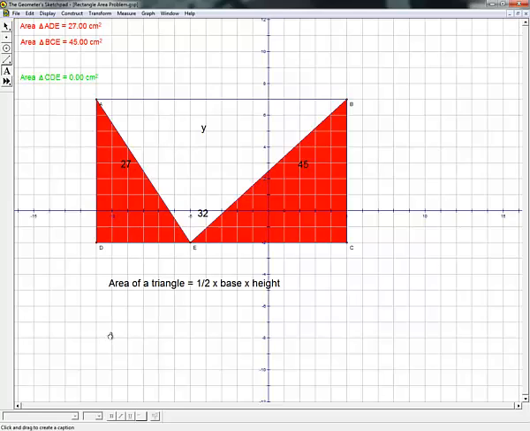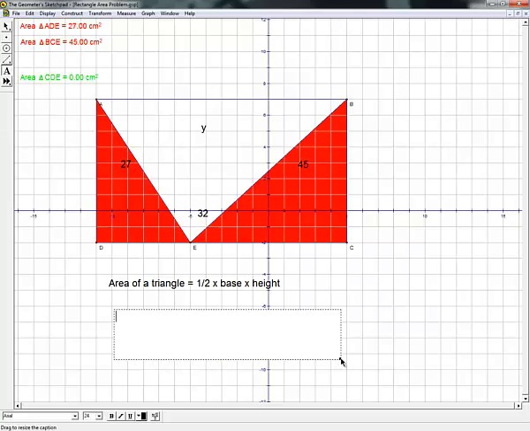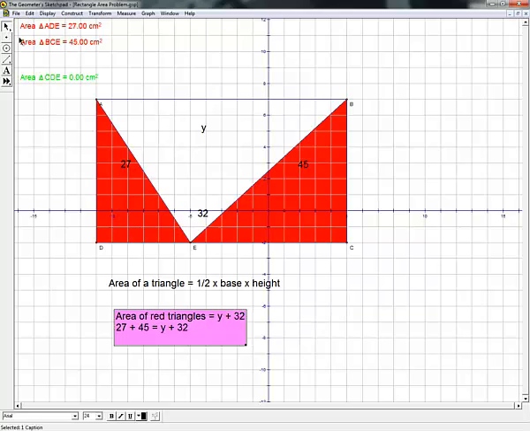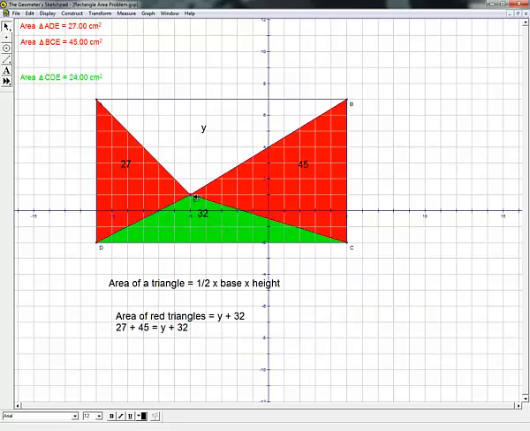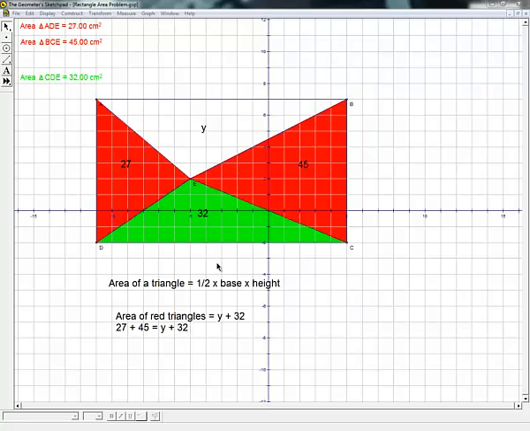What we have at the end of the day is simply this conclusion. The area of the red triangles must be equal to the area of Y plus 32, which simply means 27 plus 45 must be equal to Y plus 32. Now we can proceed to solve for Y. Y will be simply equal to 40 cm squared.